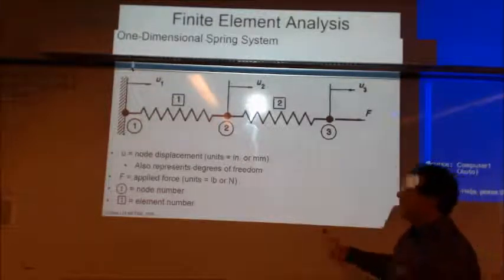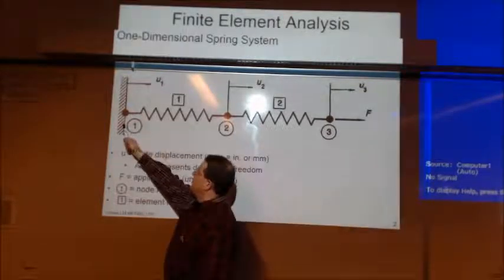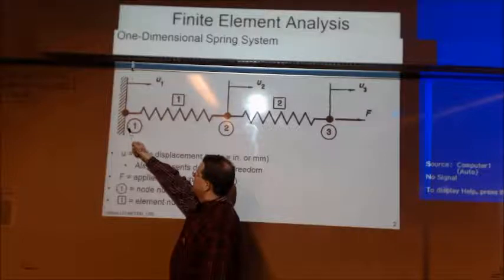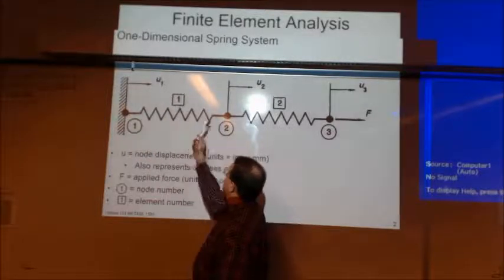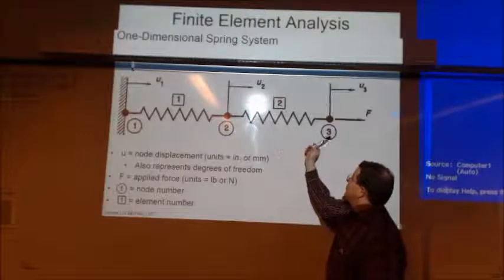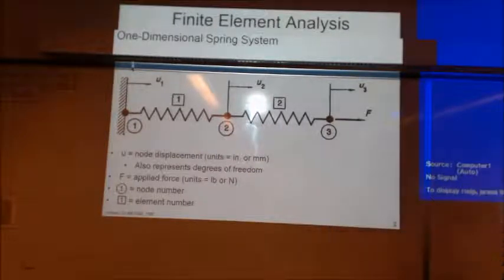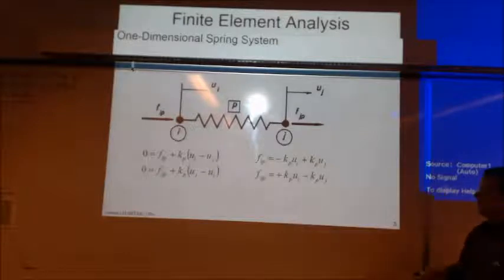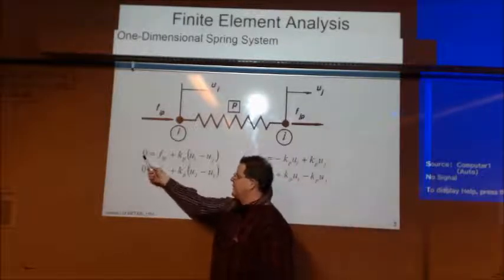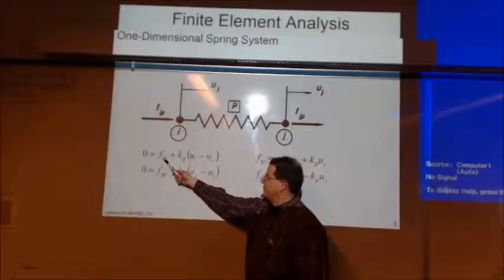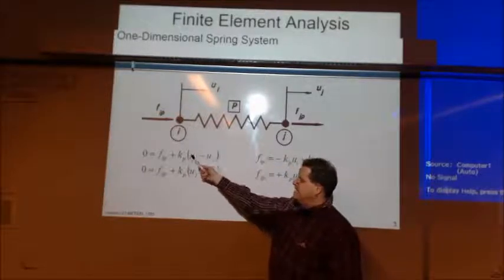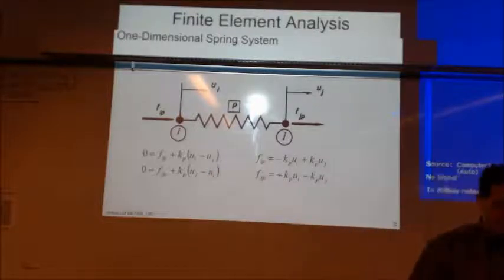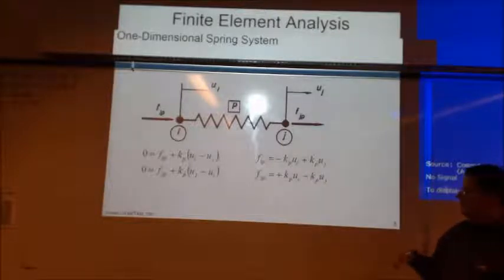Okay, and then when we refer to these, we refer to the node and then the element. So 1,1; 2,1; 2,2; 3,2 would be the way that we refer to those. So when we put our equilibrium equation together, we want it to balance to 0. We have our internal force, our spring constant, and our displacement of our 2 nodes. And we're going to assume, to begin with, that we have positive displacement.